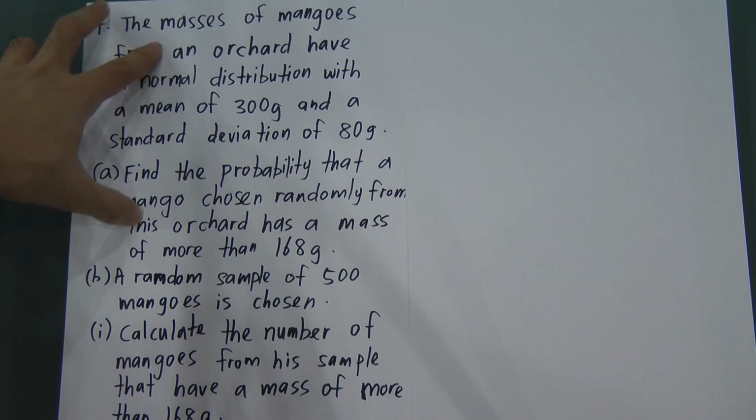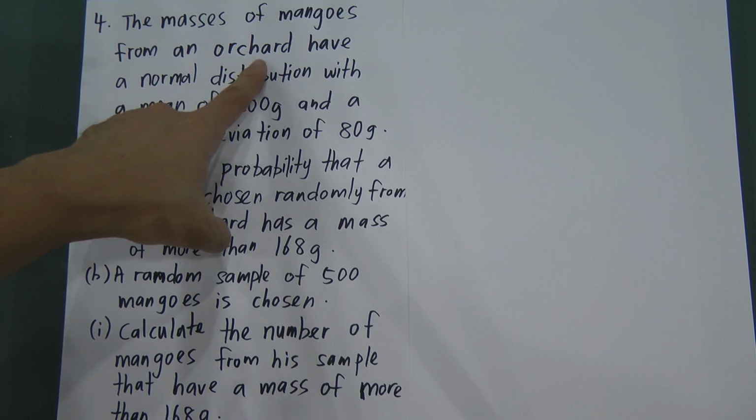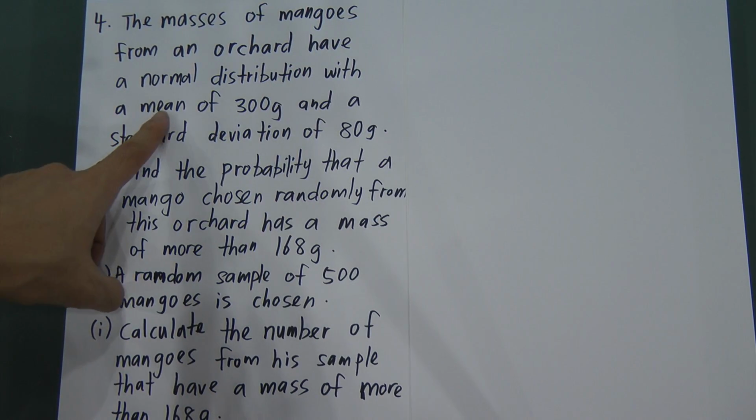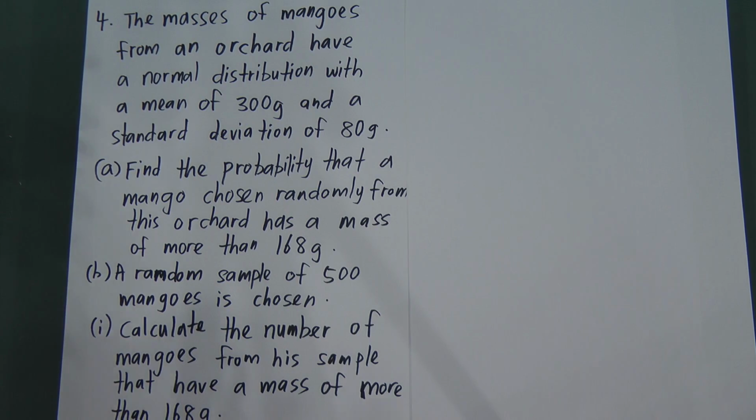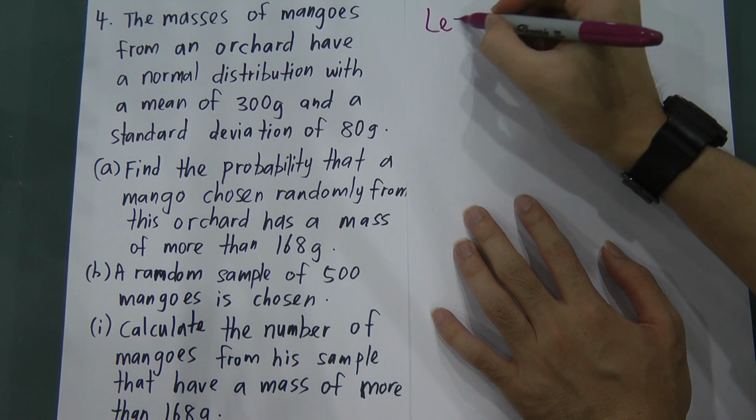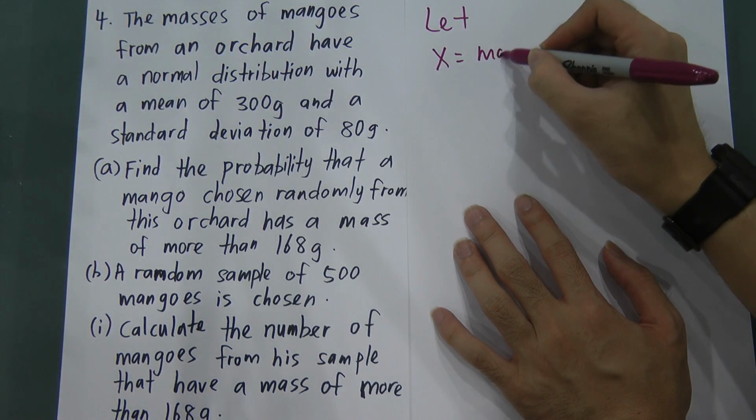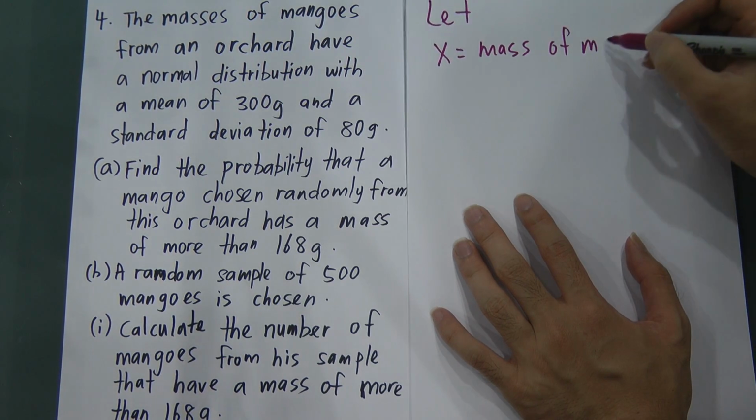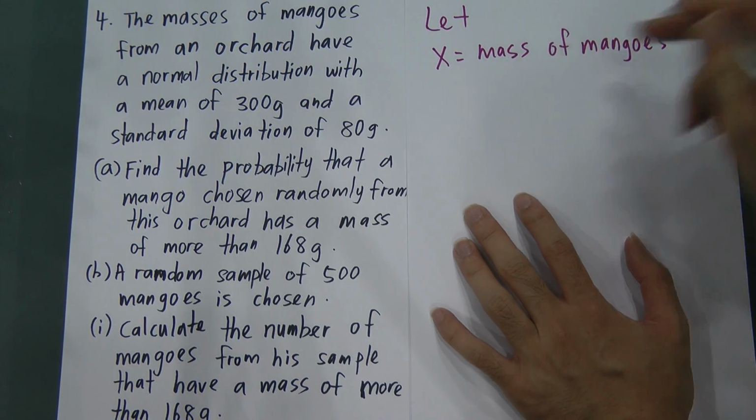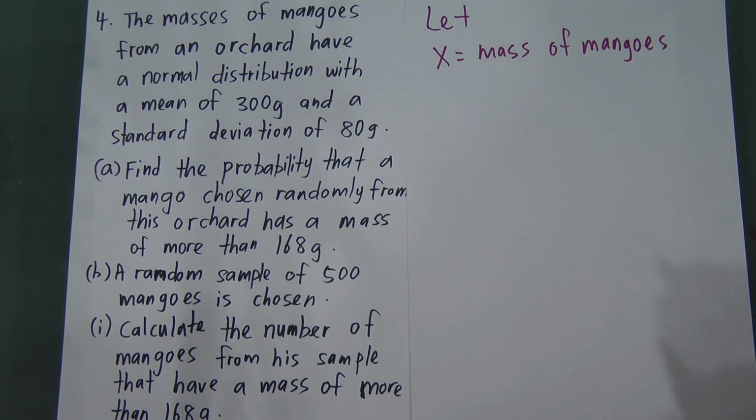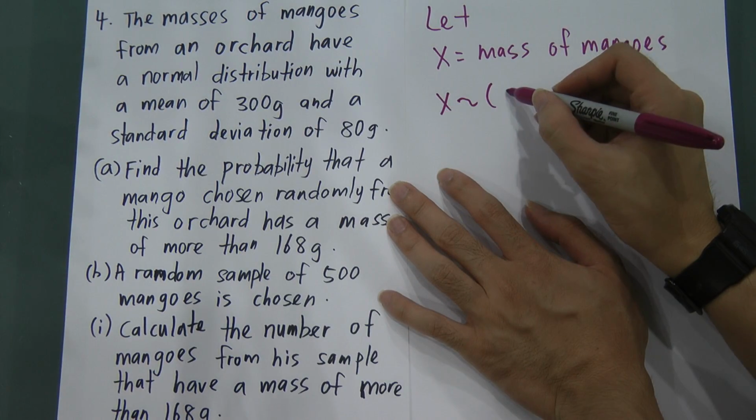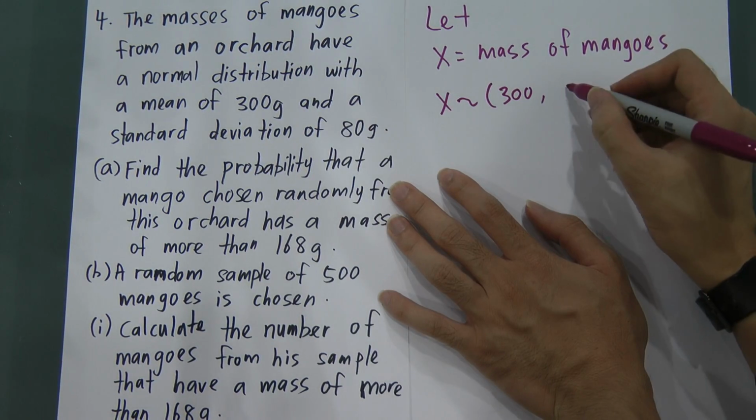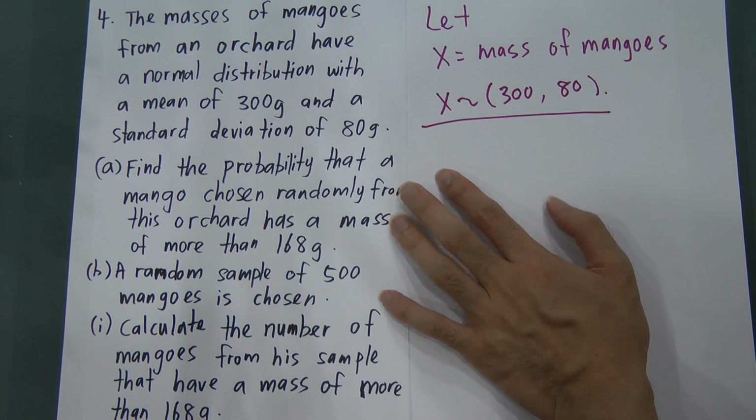The mass of the mango from an orchard has a normal distribution with a mean of 300 gram and a standard deviation of 80 gram. When you see this kind of question, the first thing you need to do is let x equal the mass of mango, because later we have to use the x and change it to z. Normally he will give us some information, which is the mean is 300 and the standard deviation is 80. So I just write down the information here.